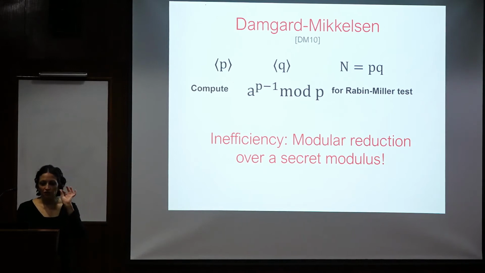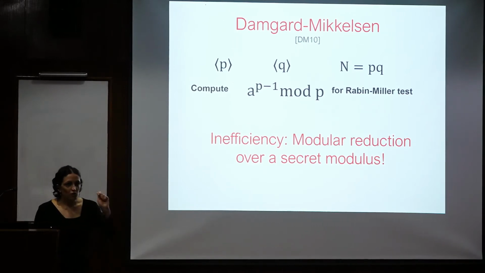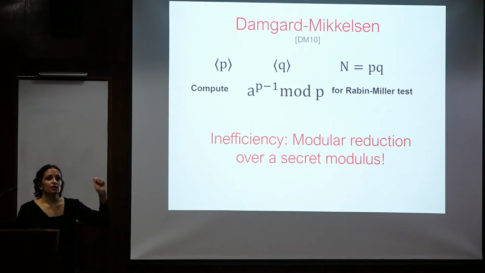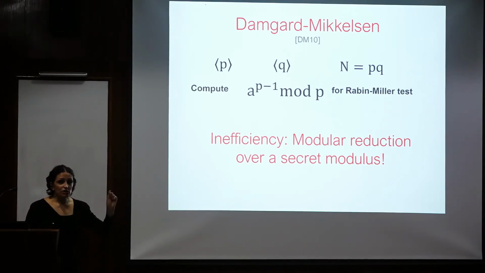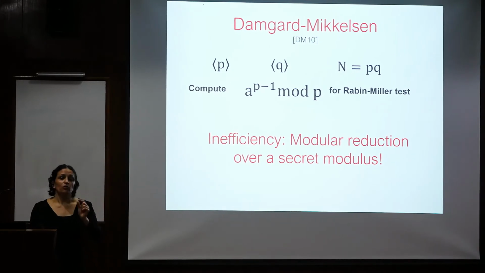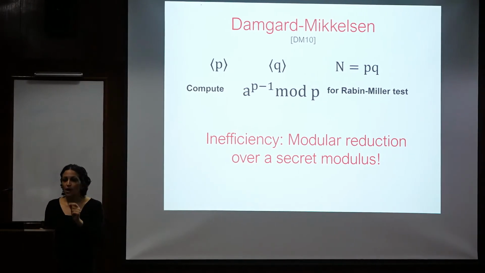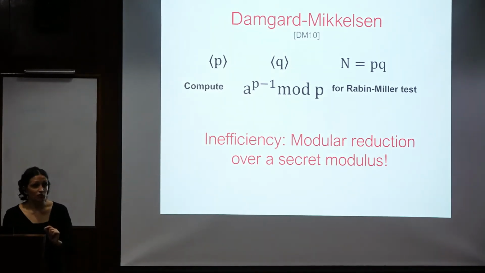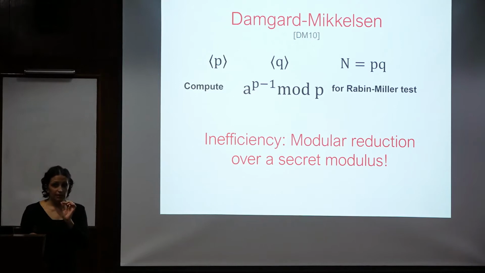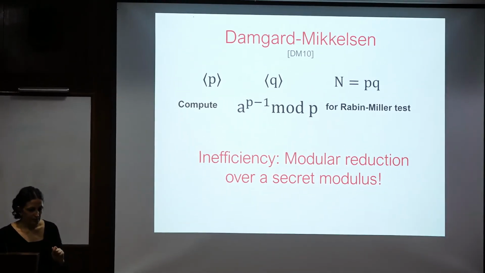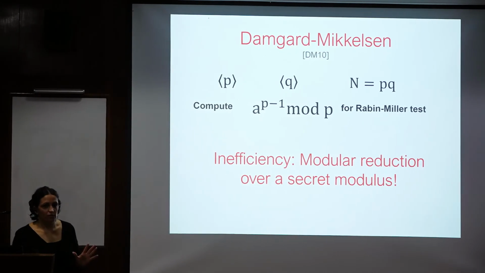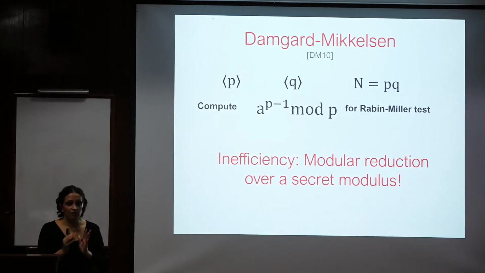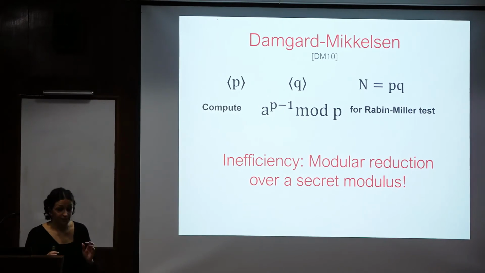They compute a version of the Rabin-Miller test, modulo the composite, which is already revealed by the protocol. And then they use MPC or 3PC to reduce it, but modulo an unknown secret modulus. So this was the expensive part in their protocol, apart from the fact that it was only applicable for 3 parties.